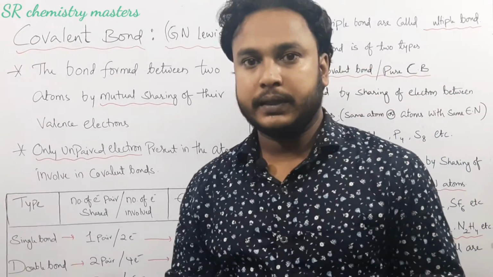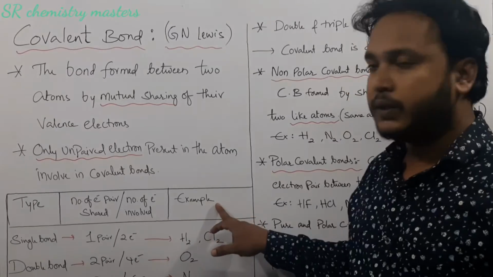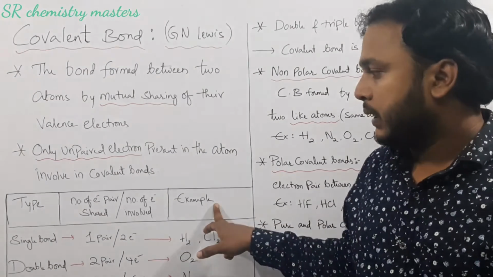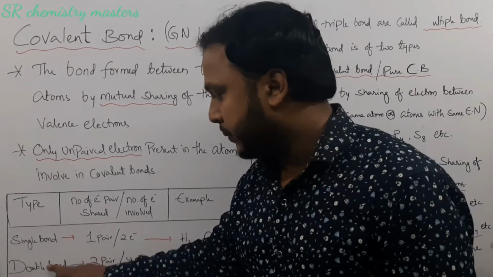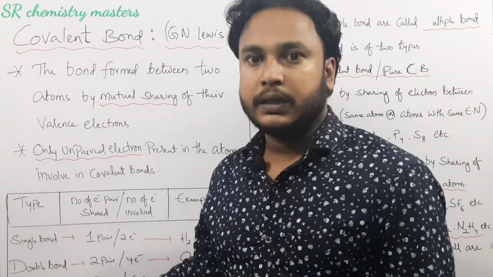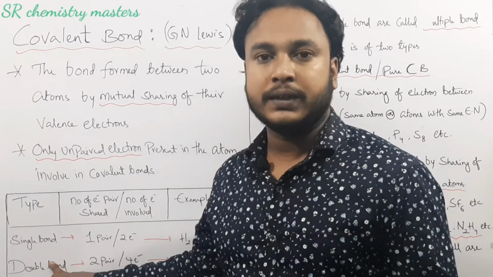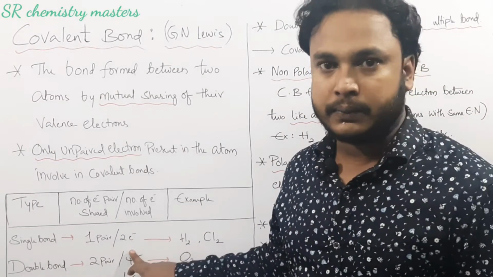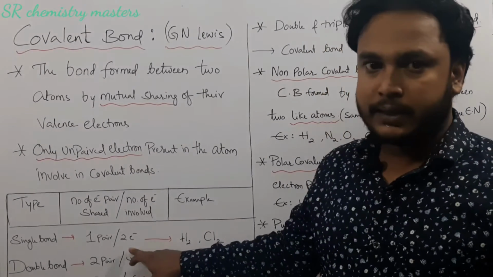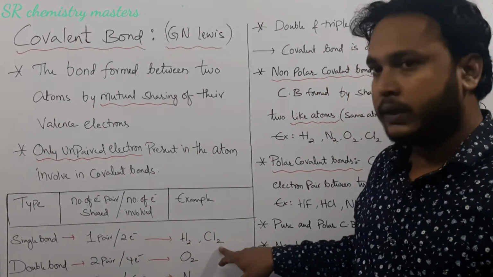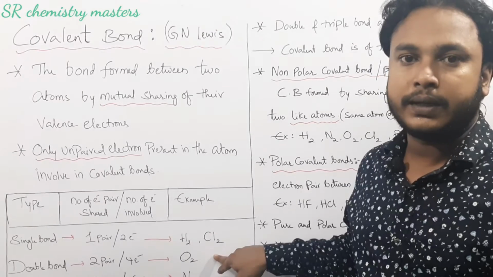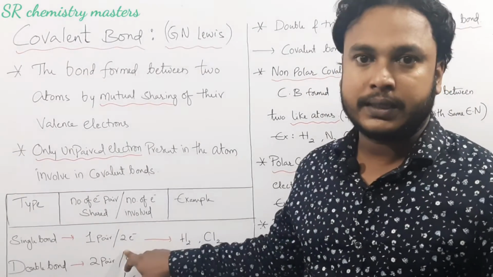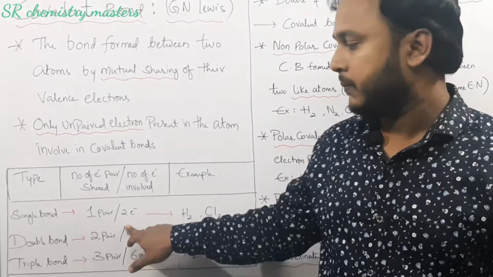Here we have prepared a table so that it will be easy for you to understand the types included under covalent bond. Under covalent bond, you have single bond, double bond and triple bond. Here a single bond is formed because of the sharing of one pair of electrons, or two electrons, between the two atoms. For example, hydrogen and chlorine. In hydrogen and chlorine, a single bond exists. Here one pair of electrons, or two electrons, are shared between the atoms.